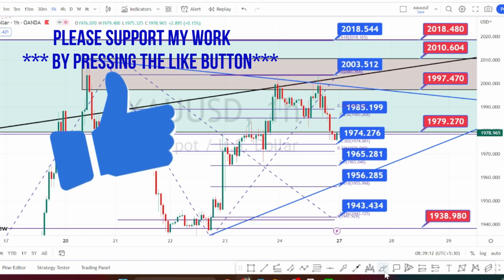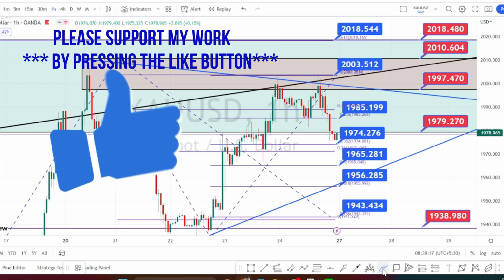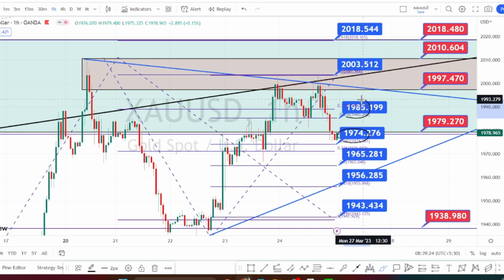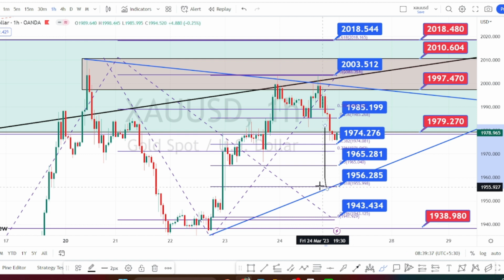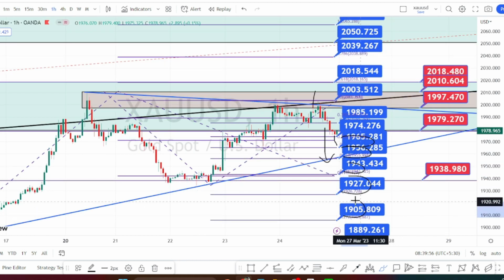So the values within these blue color boxes are the resistance and support levels for current price action in hourly time frame. Currently the price action is trading between the support level of 1974 and resistance level of 1985. Based on the breakout on Monday, you can take trades on the bearish side or on the bullish side. If the price action gives a breakout on the bearish side, the immediate support is going to be around 1965, 1956, 1943, 1927, 1905 and 1889.